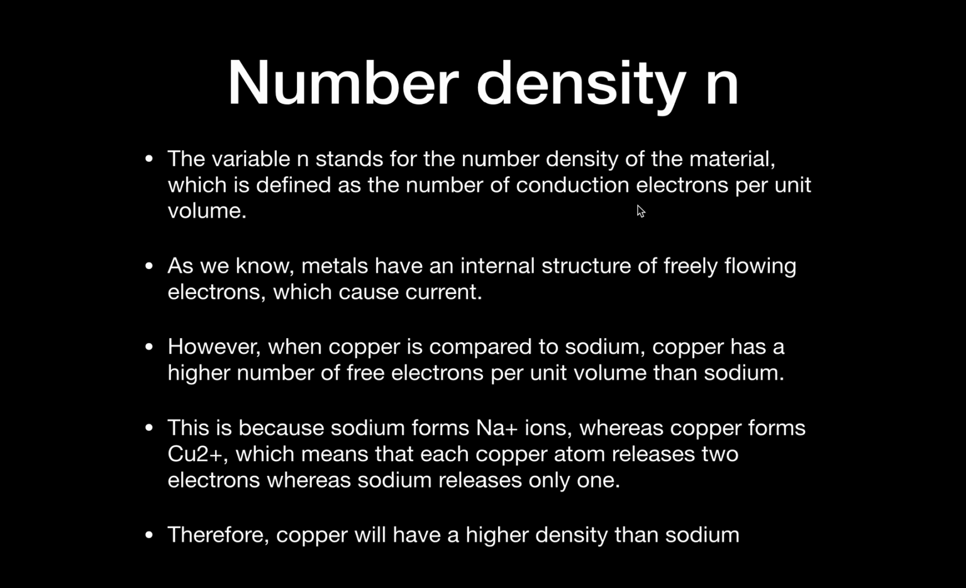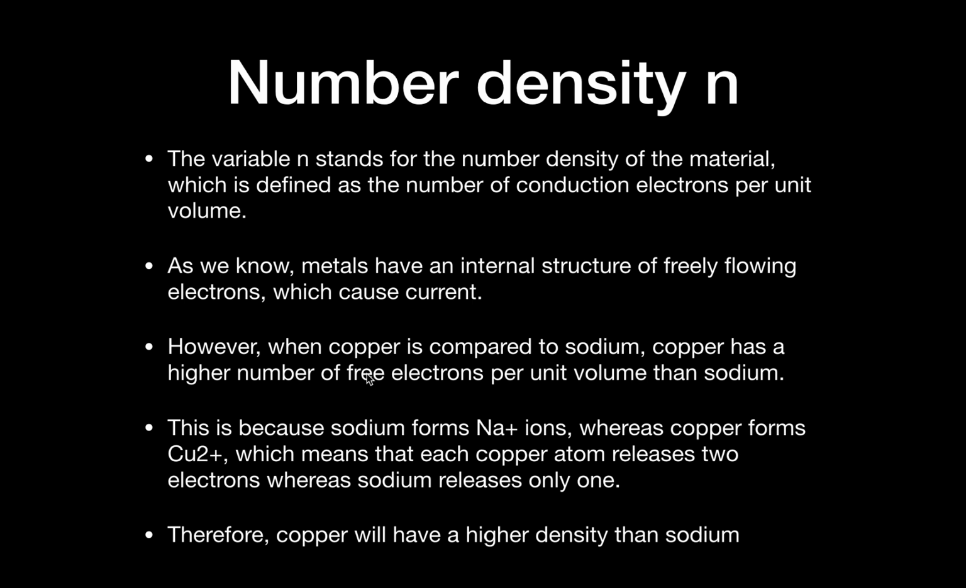We also know that metals have an internal structure of freely flowing electrons which cause current. They are not held in orbits by any of the nucleus. They freely flow throughout the whole structure.